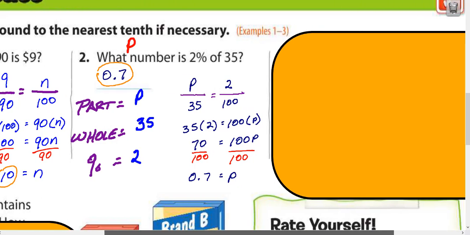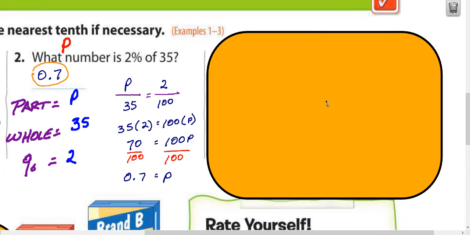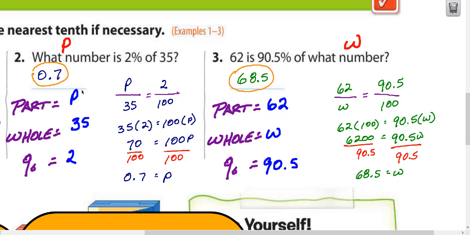Okay, problem number 3, same thing. If you haven't solved it yet, do it yourself first. If you have solved it, you're ready for the reveal, so chance to pause. Okay, hopefully you're ready to go. And the winner is 68.5. 68.5 is the whole number. So 62 is 90.5% of 68.5.